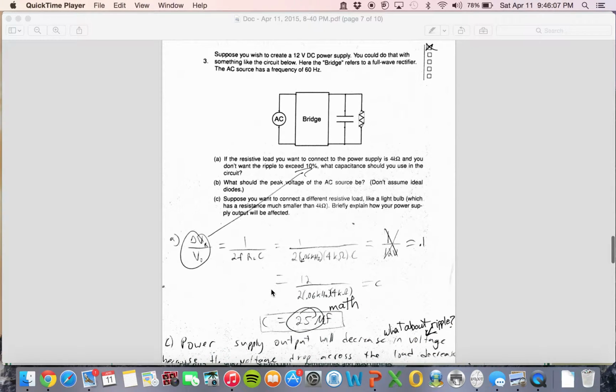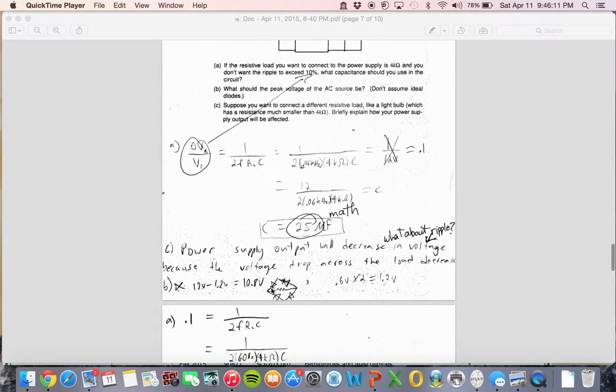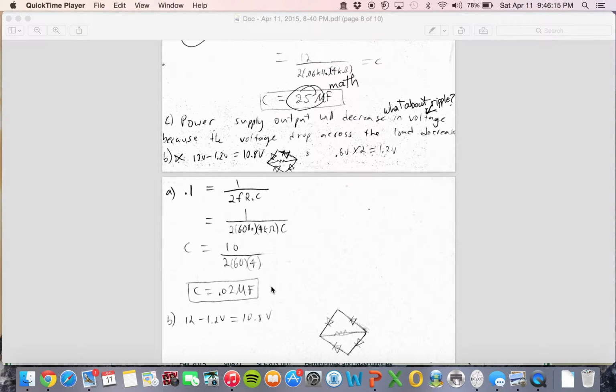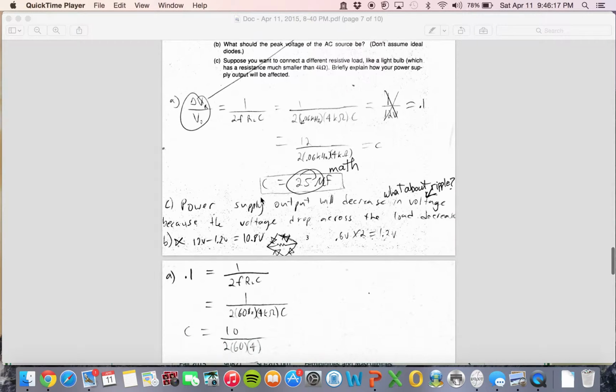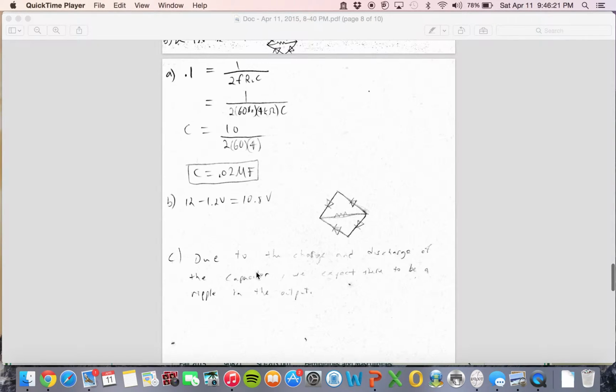In question number 3, there were a lot of bad math errors, so I revised this where I set the expression equal to 0.1, and I carried it out to find the capacitance to be 0.02 microfarads.